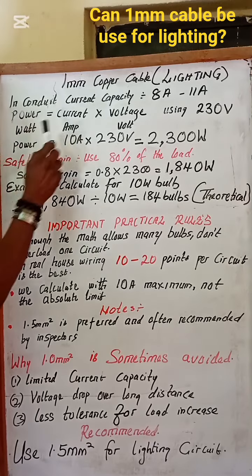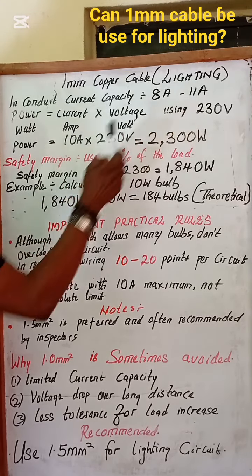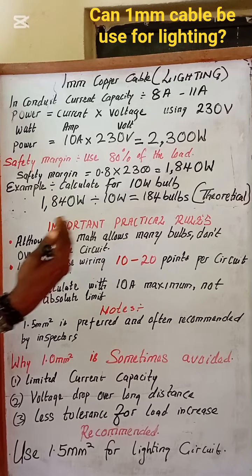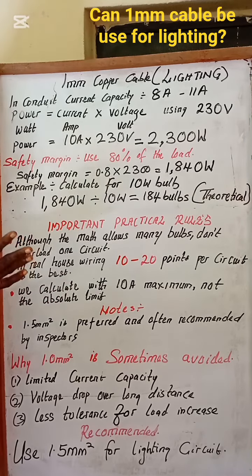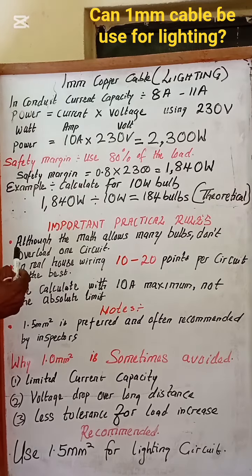In conduit, the current capacity is 8 amps to 11 amps. What do we mean by current capacity? We mean the amount of current that 1 mm cable will allow to flow through it without overheating or damage. Now, power. The power is current times voltage.